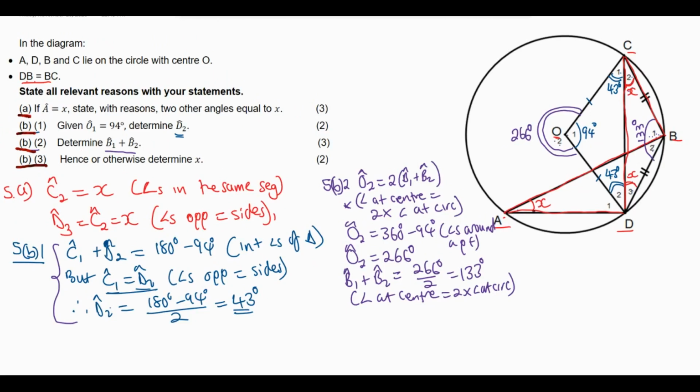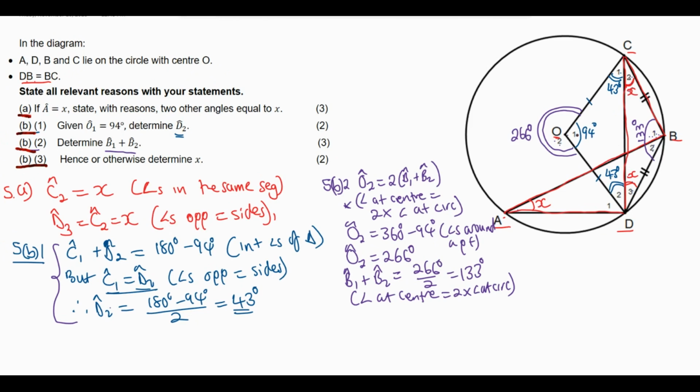We're given that angle A is equal to x, and then we concluded that C2 is equal to x, since angle A and angle C2 are angles in the same segment. And then we found that angle D3 is equal to x also, because DB is equal to BC. So these are angles opposite equal sides. So D3 and C2 are equal and they're equal to x.